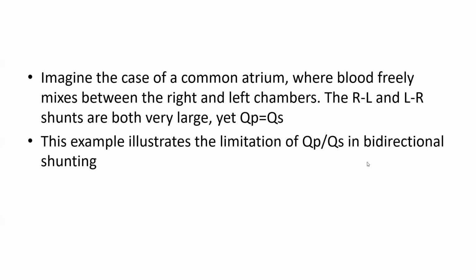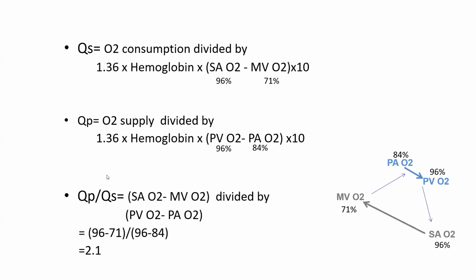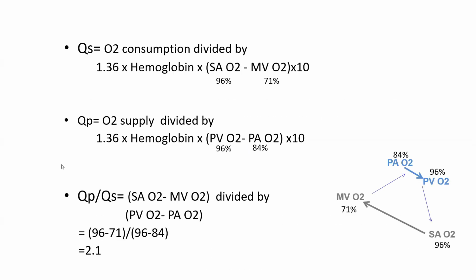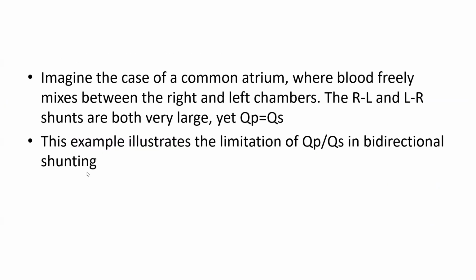This illustrates the limitation of the QP-QS ratio in bidirectional shunting and the importance in that case of looking at the degree of step up and step down. The degree of step up and step down will be significant even if the QP-QS ratio may not be in those cases, and also measure the absolute shunt flow using a third component here called the Q effective, which I can explain later.